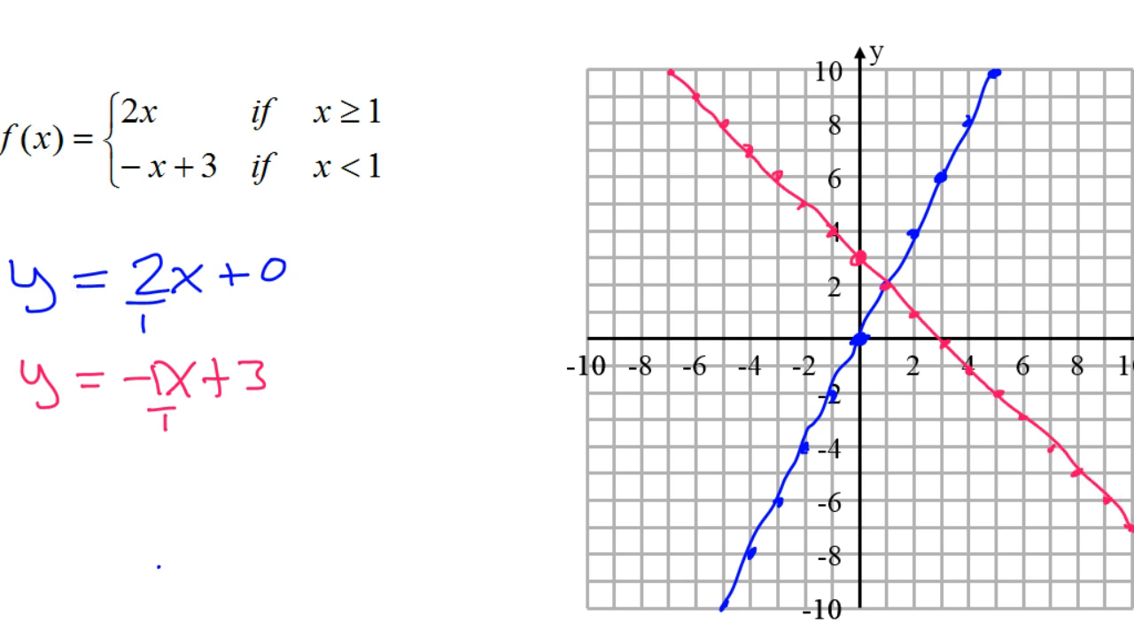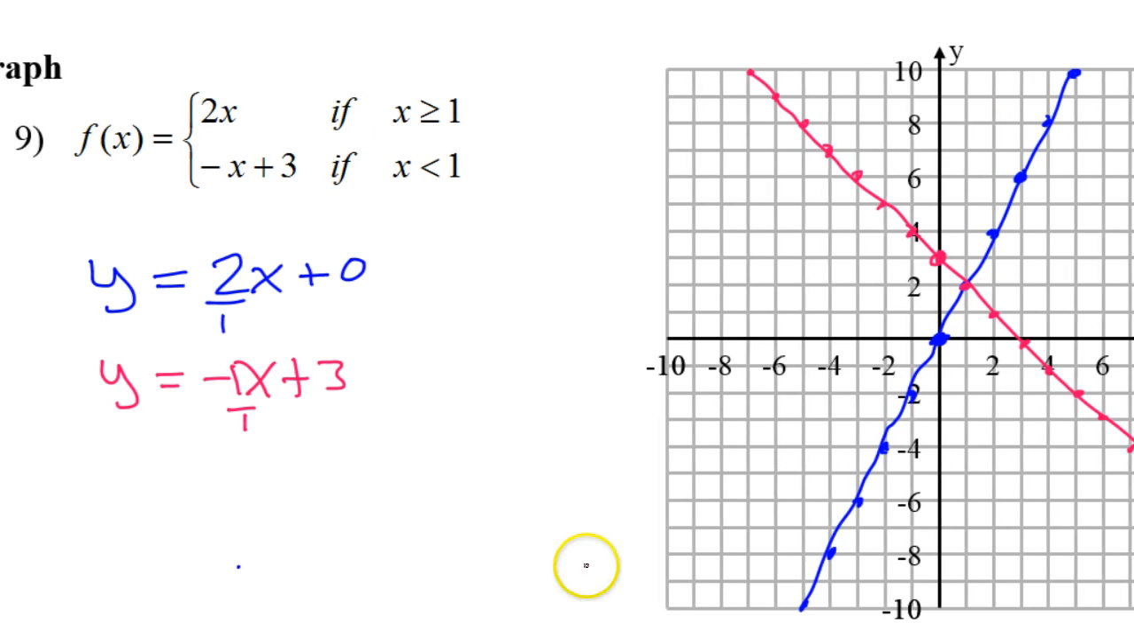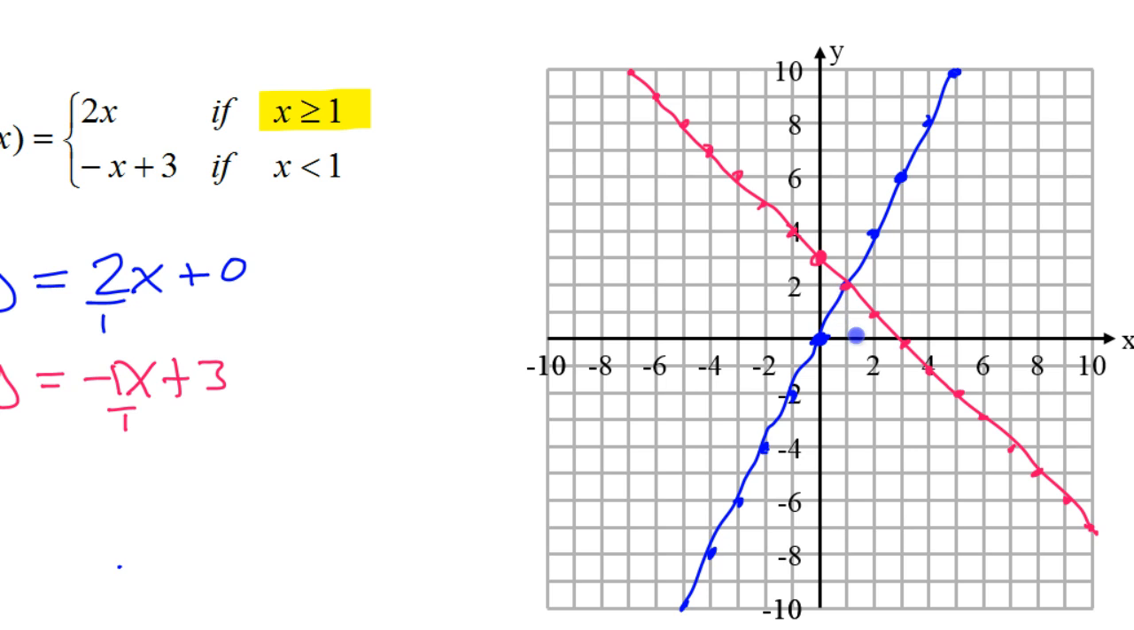Okay, but this is a piecewise function, which means that we don't get to keep all of these points. We don't get to keep the entire function. We're just going to keep part of the top function and part of the bottom function. Now, this is what tells us which part we're going to keep. It's the top function where the x values are greater than or equal to 1. So look at these x values. All right, these are the x values that are greater than or equal to 1.